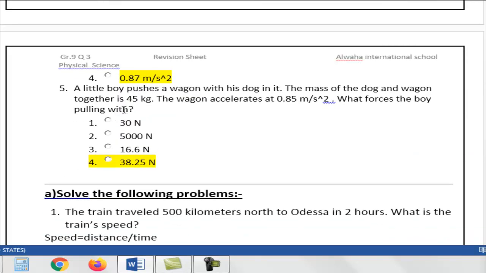Here in this problem, a little boy pushed a wagon with his dog in it. The mass of the dog and wagon together is 45 kilograms. The wagon accelerates with acceleration 0.85. What is the force of the boy? So the force, it will be M by A. So it will be 45 by 0.85, it will be 38.25 Newton.